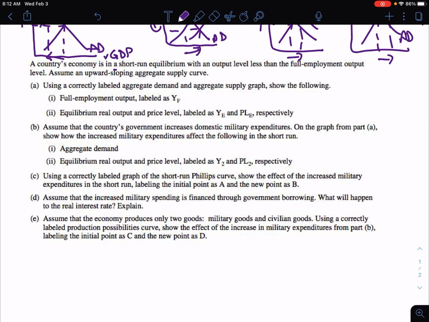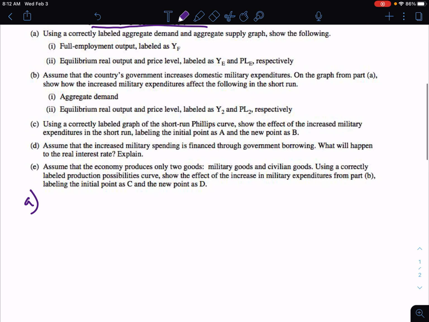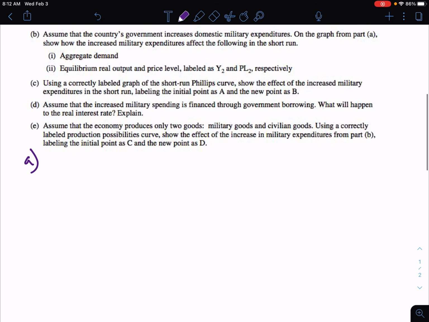Country's economy is in short-run equilibrium with an output level less than full employment. So we're basically going to be seeing a recessionary gap. That's what we're going to have to start off. And then assume an upsloping aggregate supply curve. So for part A, we're just going to use a correctly labeled aggregate demand, aggregate supply graph to show the following. Full employment output. So full employment, that is not where we are because we have a recessionary gap, but then the equilibrium output. So you're going to have PL and real GDP.